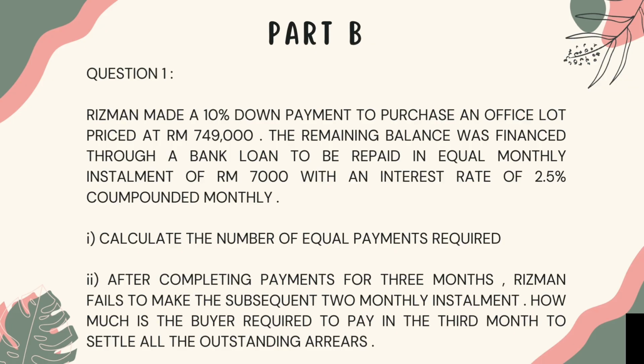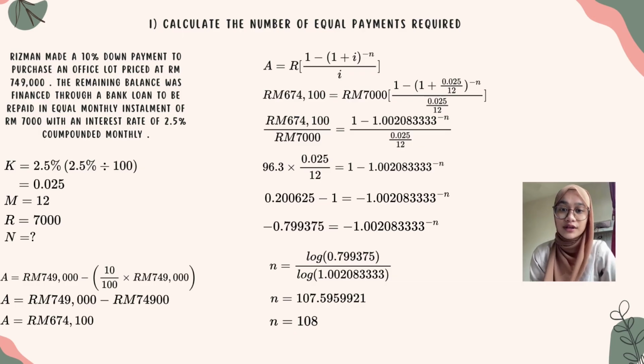Question number 2. After completing payments for 3 months, Rizman fails to make the subsequent 2 monthly installments. How much is the buyer required to pay in the 3rd month to settle all the outstanding arrears? First, we need to clarify which is the A, M, N, R, and K. So for the A, we have to search.